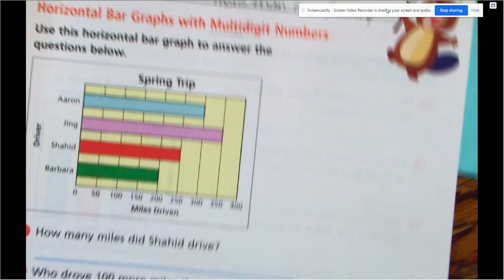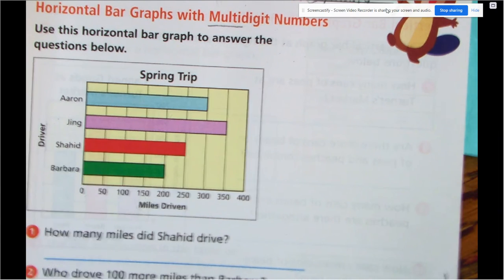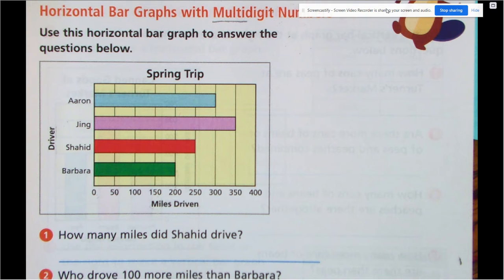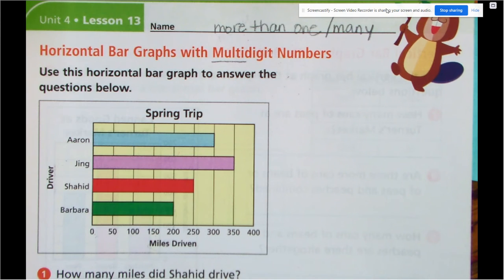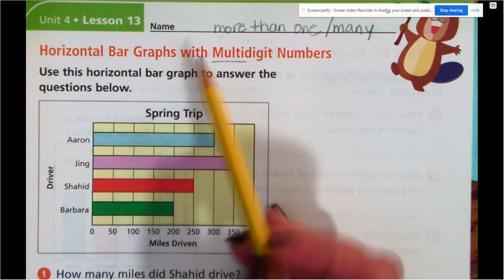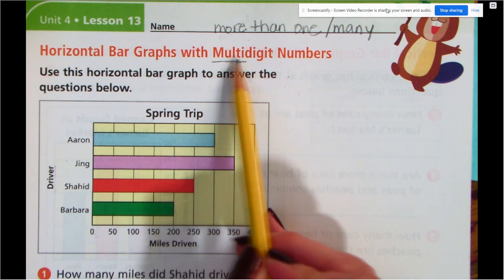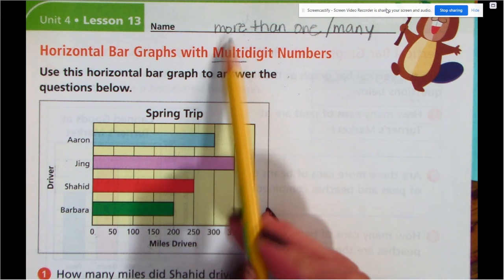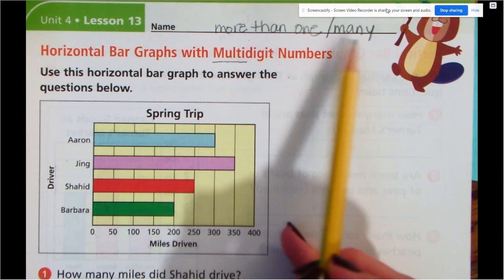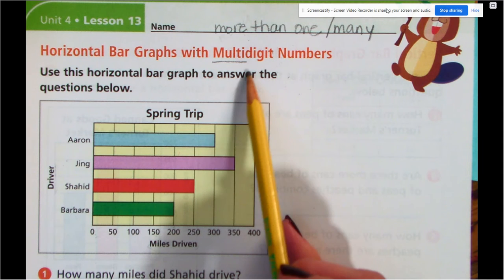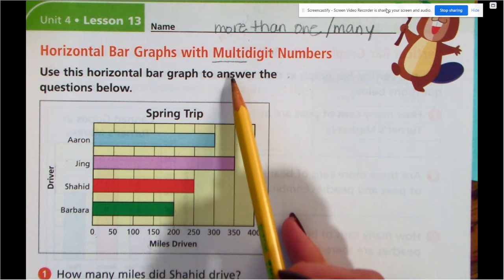Hey, third graders, we're going to work some more today on horizontal bar graphs and vertical bar graphs, but we're going to talk about multi-digit numbers. So you'll notice at the top of page 287, the title has the word multi-digit, and I underlined that multi part because that means more than one or many. So these numbers have more than one digit or they have many digits.